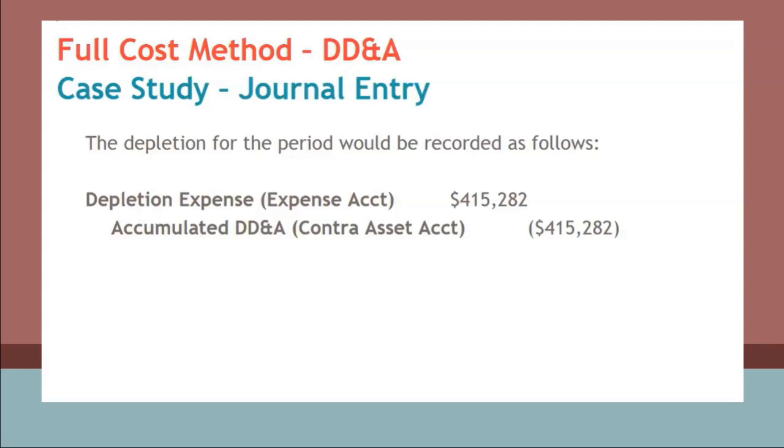So how would the company book that? I'm going to stop sharing my screen. Back to the slide. So how would they record it? Well, they debit depletion expense, which is an expense account, of course, for the 415, and then they would credit accumulated DD&A, which is a contra asset account. So getting back to accounting principles, a contra asset account would be a credit against the capitalized costs. So that is what the entry would be for the period.